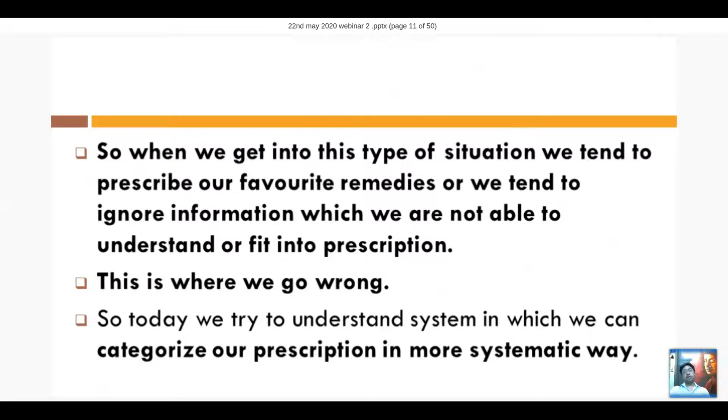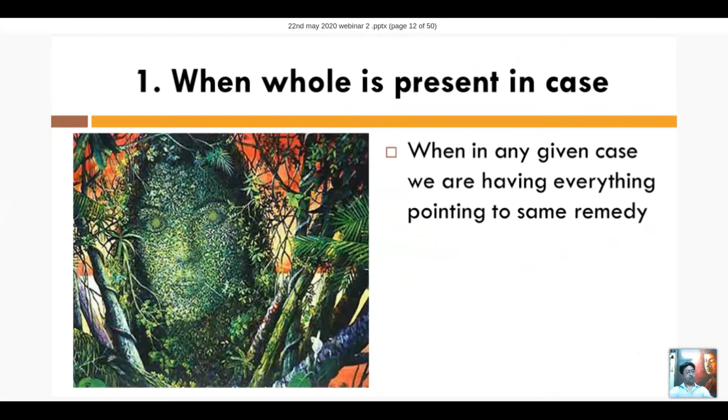So today we try to understand the system in which we can categorize our prescription in a more systematic way, right? So we take all this information one by one. First, when we have a case in which the whole is present, for this, just look at the last class, right?